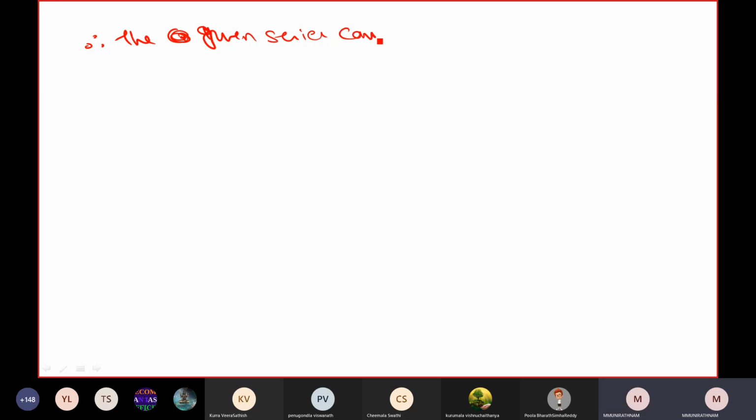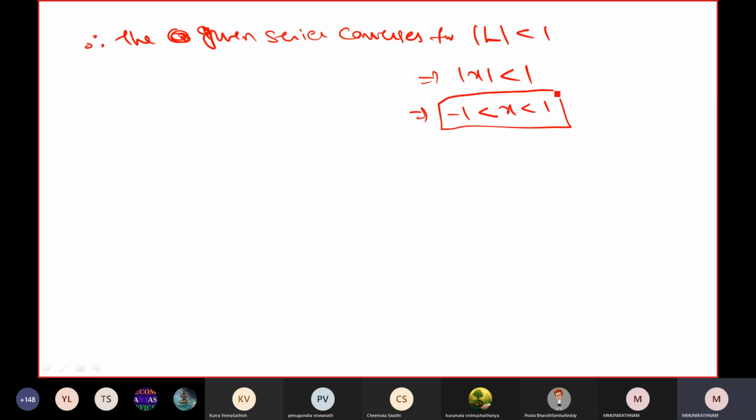The given series converges for mod L less than 1, that is, mod x less than 1, meaning minus 1 less than x less than 1. In case of the ratio test, you cannot leave it just like that. You have to verify at the endpoints also.